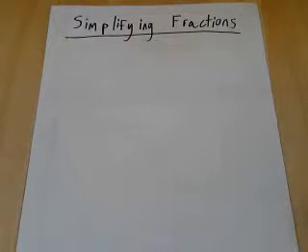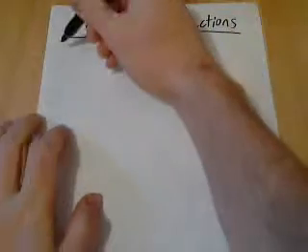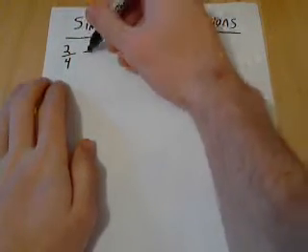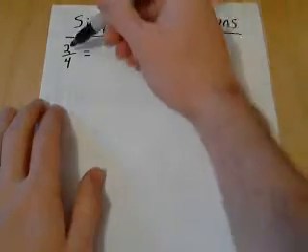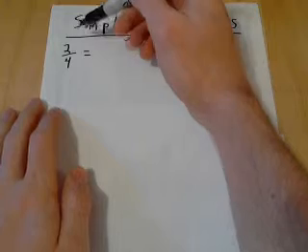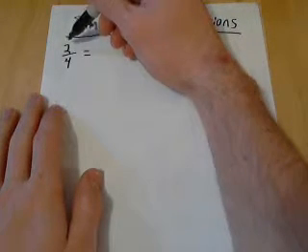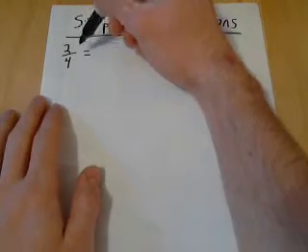In this video, we're going to be looking at simplifying fractions. So to start off with, let's take 2/4. Now when you simplify fractions, you look at the numerator and your denominator separately, and you try to figure out what the biggest number is that the numerator can be divided by, that the denominator can also be divided by.